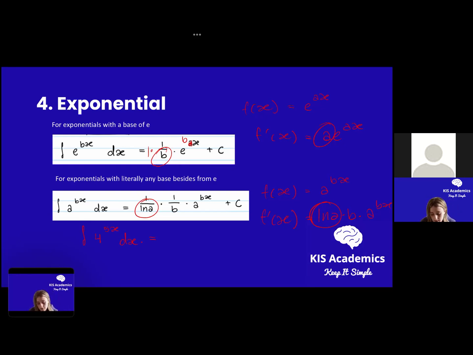So what I would do here is I do 1 divided by ln. My a is going to be the 4 because it's the base there. Then I'm going to do times by 1 over 5 because that's the coefficient of my power there. And then I'm going to multiply it by my original situation that I had going on. And I'm not going to forget to plus c at the end. If you wanted to simplify it, you could say 1 on 5 ln 4 times 4 to the 5x plus c. And that would be your final answer there.